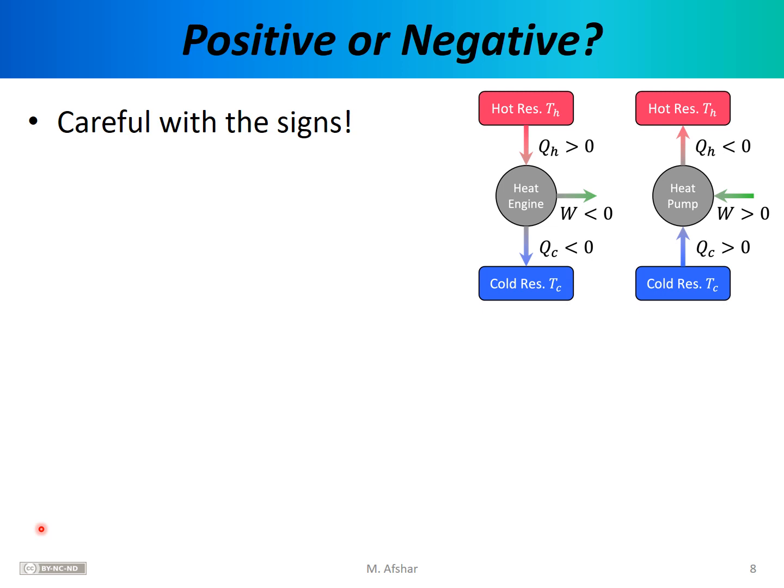In our discussions of heat engines and heat pumps so far, you've probably noticed that the two are quite similar, the main difference being in the direction of flow of energy, or essentially the sign, positive versus negative, of each one of the three quantities involved, QH, QC, and W. So it's kind of important that you pay attention to the signs when you're doing actual calculations.